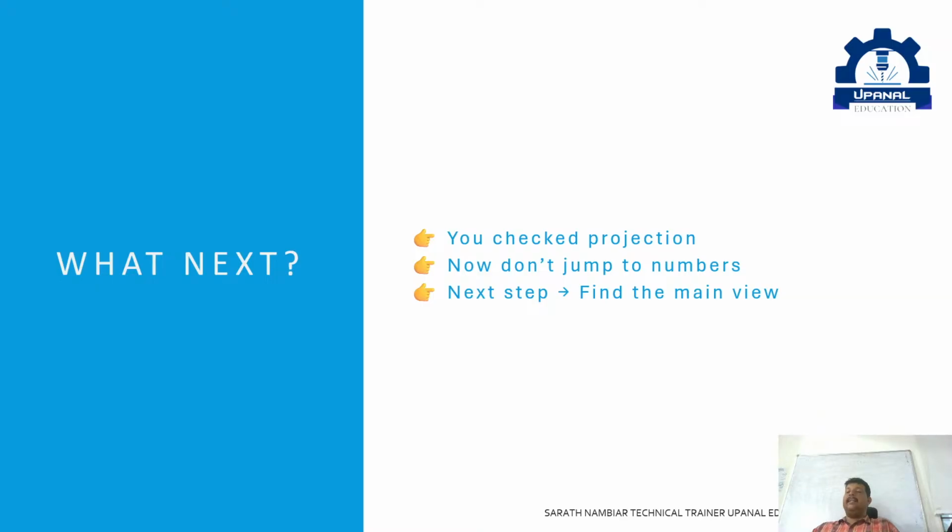Instead, take another small pause. Look at the drawing again, calmly. Now ask yourself one simple question. Which view is giving the most information? That is what we call the main view. If you start from the correct place, half your confusion is already solved. So always remember, don't jump into numbers. First find the main view.